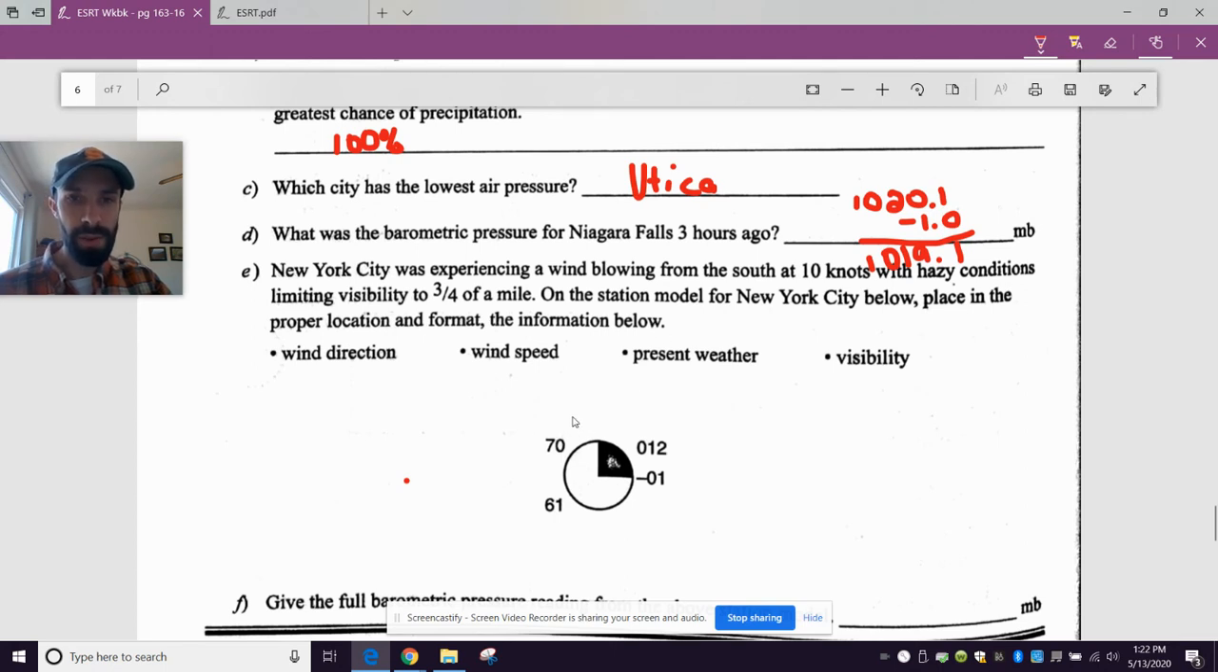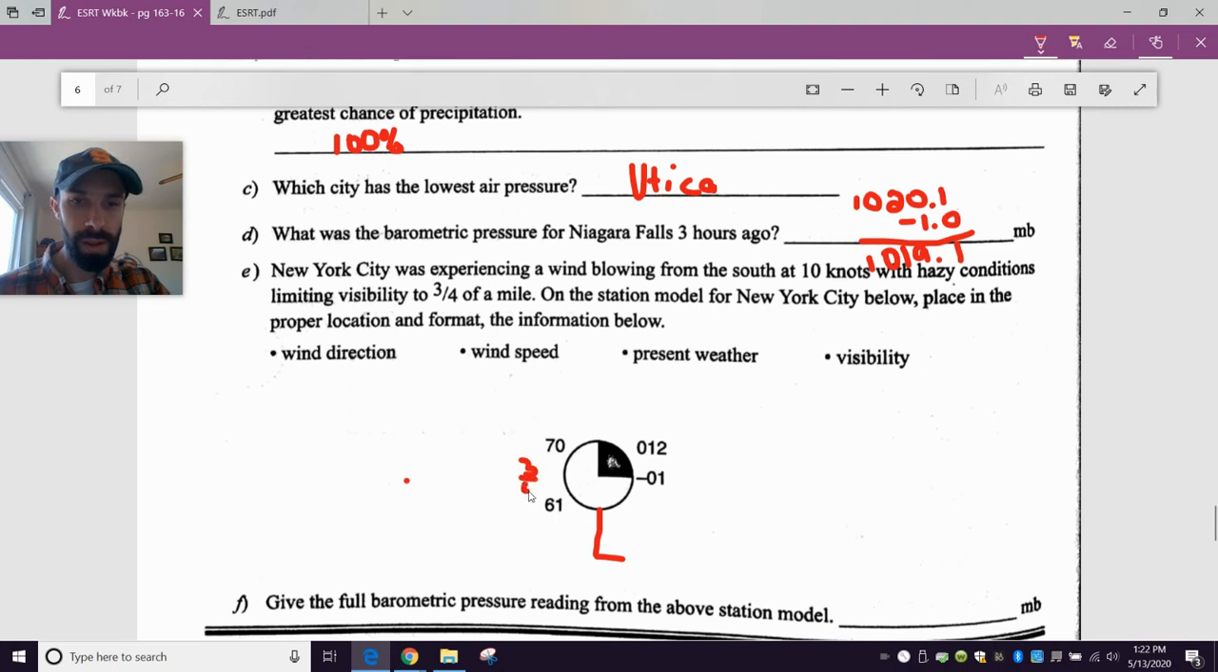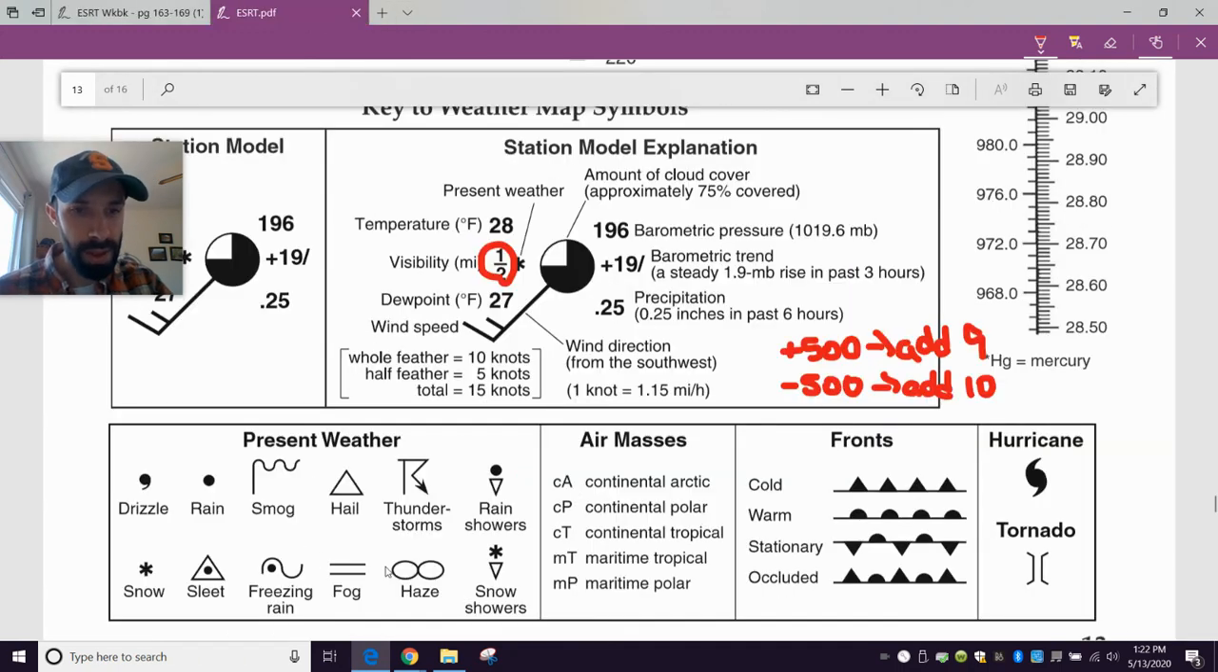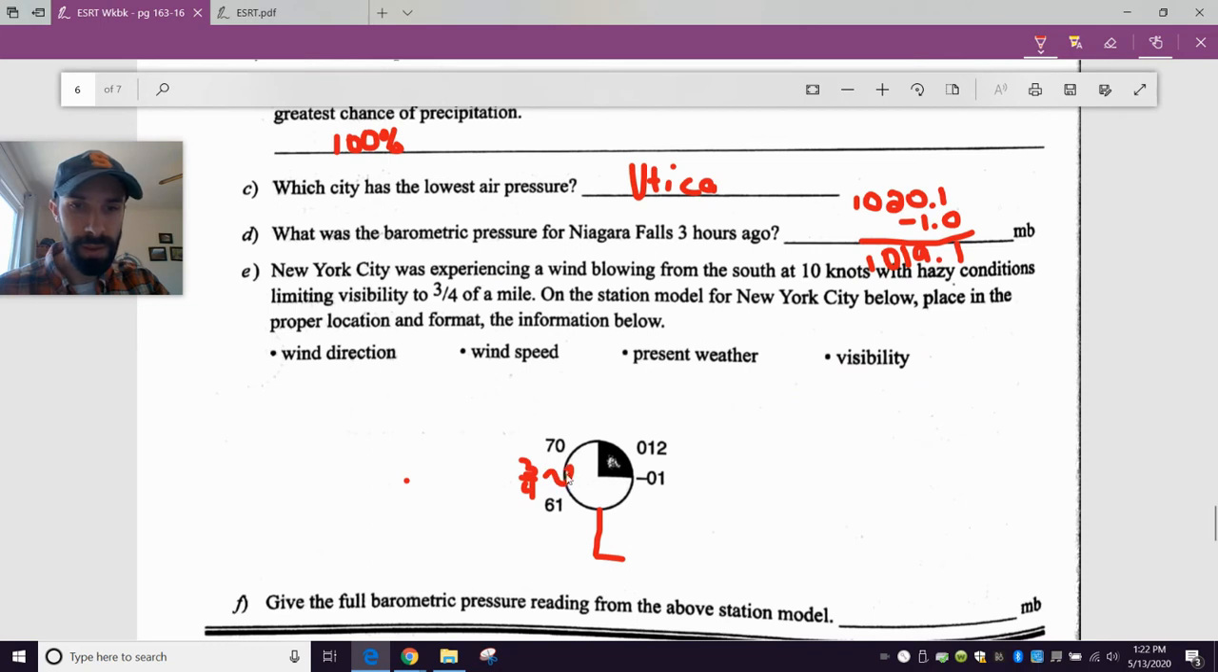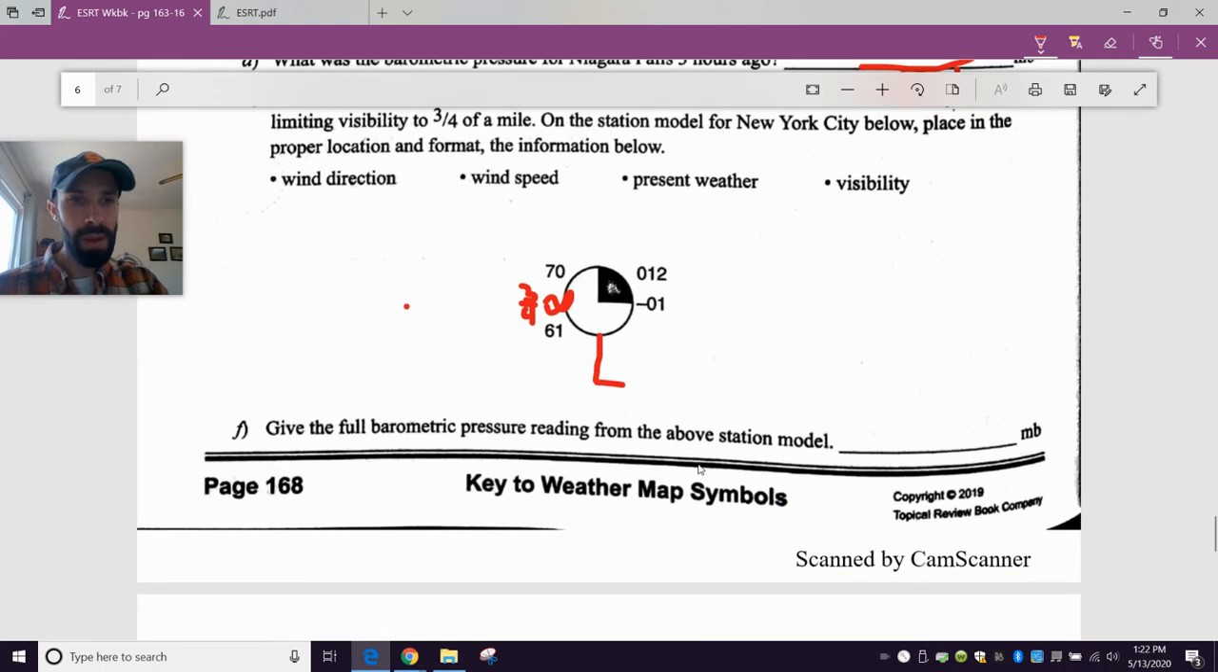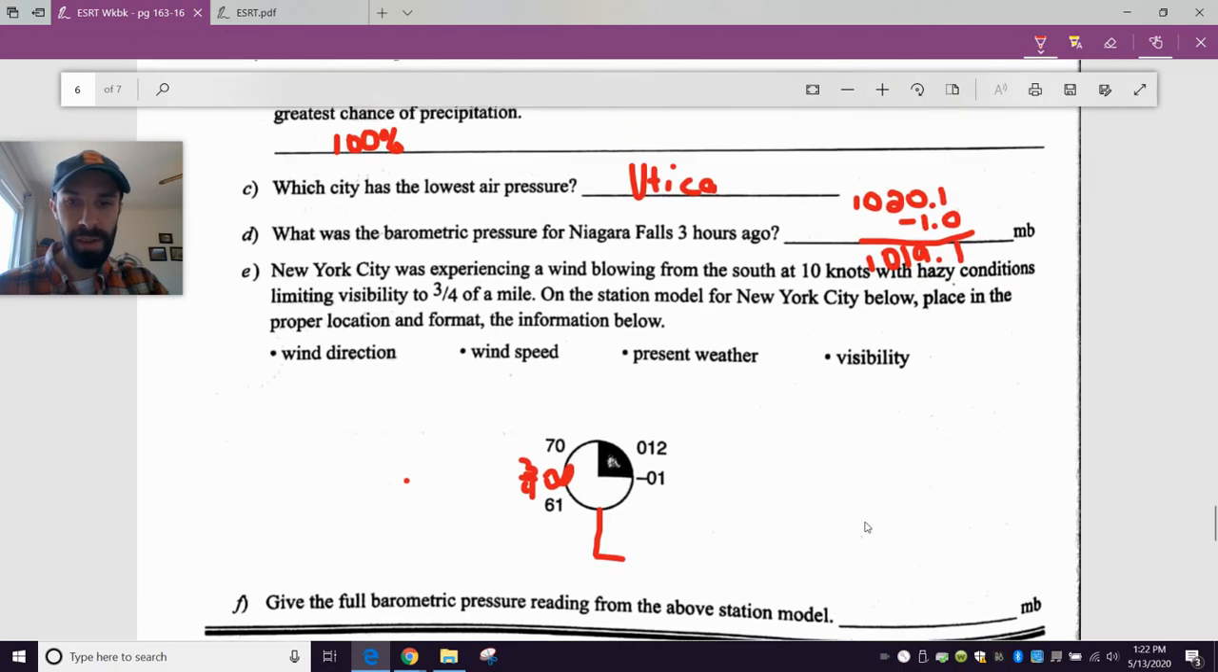Okay, so wind direction was from the south, so I'm going to draw a line to the south like that. Wind speed was 10 knots. Okay, and 3/4 of a mile visibility, so 3/4 we're going to write right there, 3/4. Okay, hazy conditions. Haze looks like this. Here's the haze symbol on this chart. Right here it looks like a figure 8. Okay, I'm going to draw that in here as best I can. I can't really draw, and I think that we got it all.